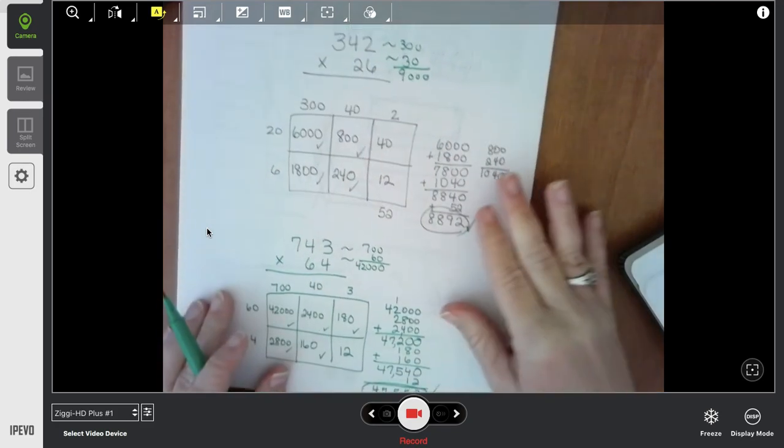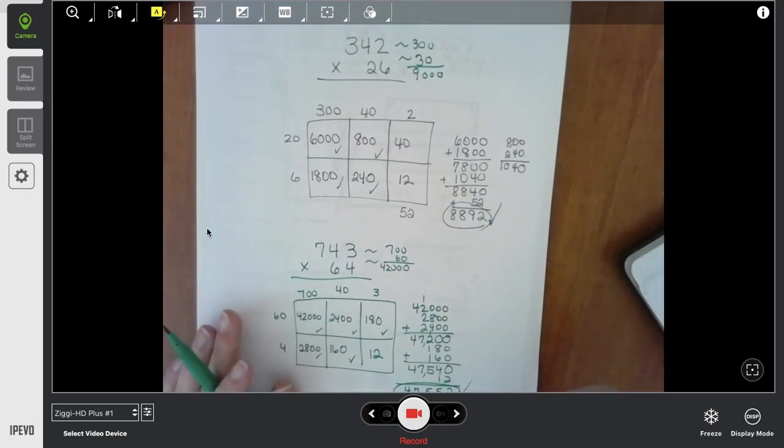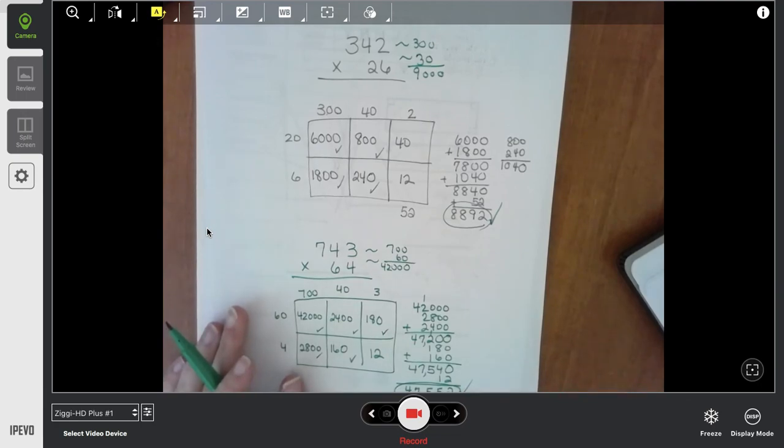Okay, so this is if you are using the partial products method, and you can use that for your crossword today.